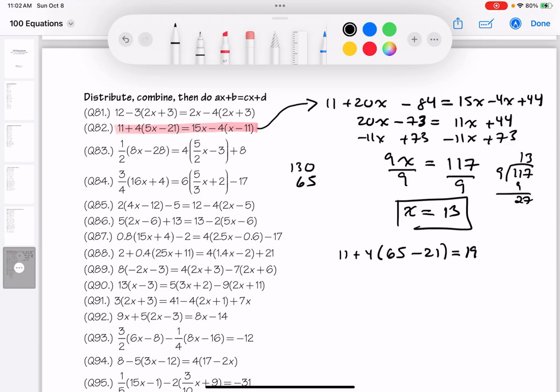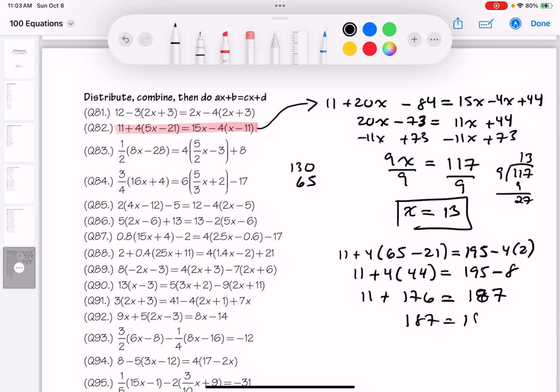So 195, and then minus 4, and it's going to be 13 minus 11. That's going to be 2. Let's put this down. 11 plus 4. 65 minus 21 is going to be 44. And then 195 minus 8. Well, it's going to be 11. That's 160 and 16, 176. And 195 minus 8 is going to be 187. Sorry about that. Make sure that's true. Yeah, 187. 11 and 176 is 187. So we're doing okay, all right?